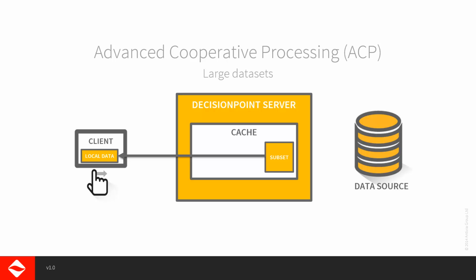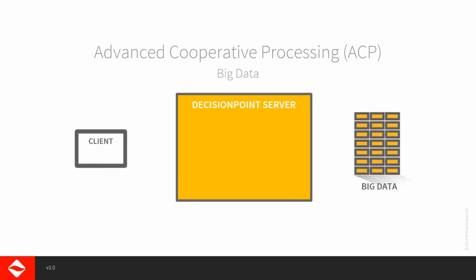And this allows us to achieve a happy balance between fast, predictable response times on the client for the business user, whilst allowing them to roam over very large data sets, and at the same time minimizing the load on the DecisionPoint server to ensure that you have a highly scalable BI system. So we've looked at large data sets. The final area to consider is how DecisionPoint works with big data databases.